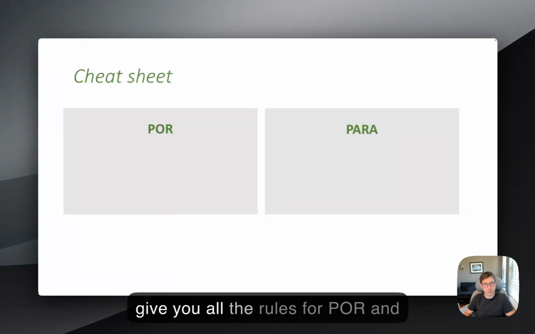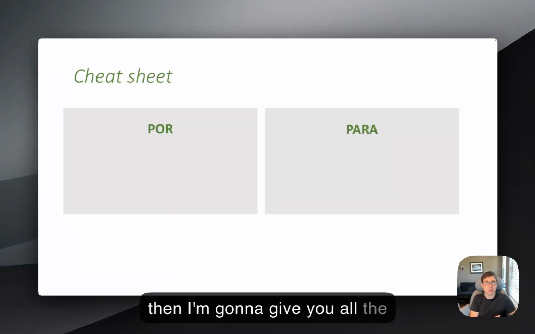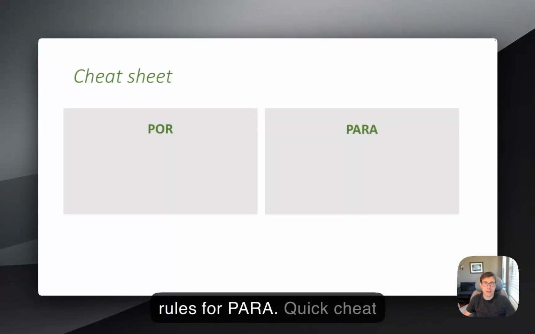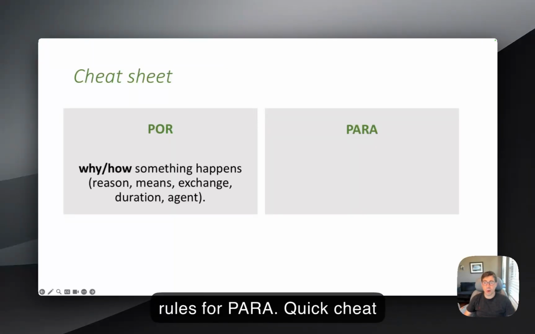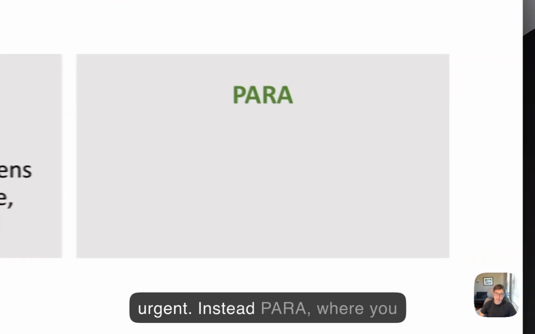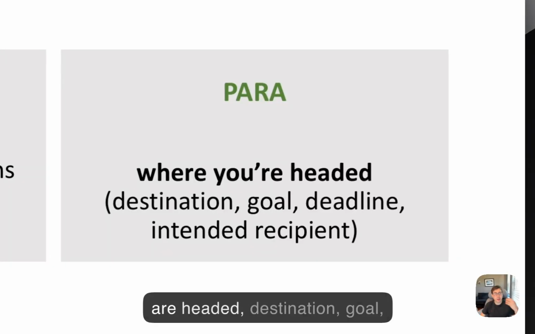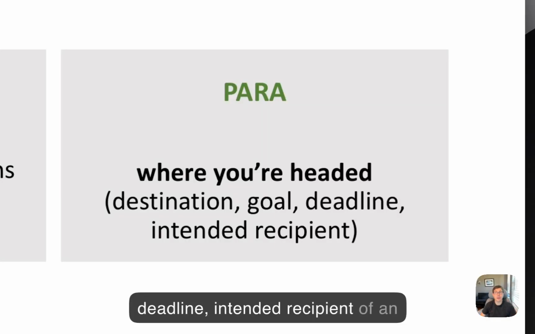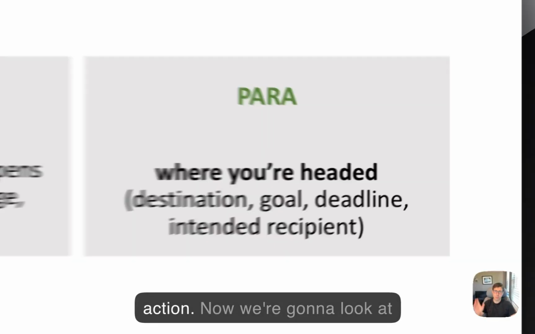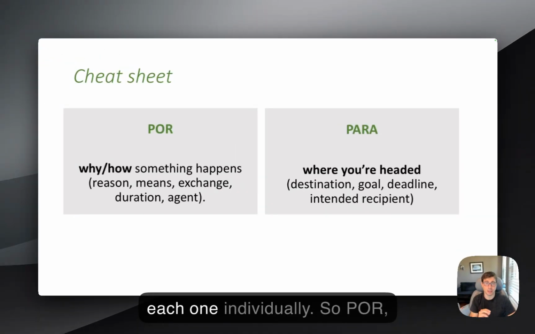I will give you all the rules for por, and then I'm going to give you all the rules for para. Quick cheat sheets. Por: why, how something happens, reason, means, exchange, duration, agent. Para: where you are headed, destination, goal, deadline, intended recipient of an action. And now we're going to look at each one individually.